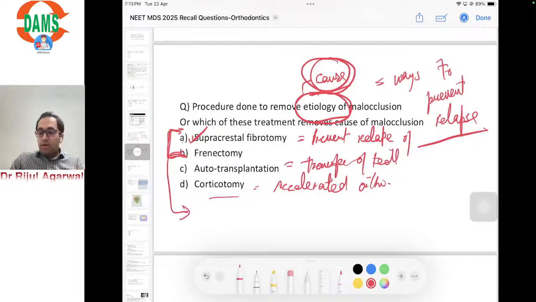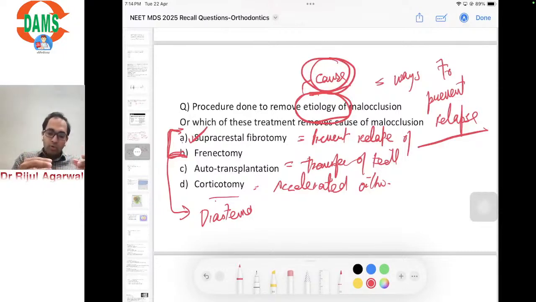Whereas with frenectomy, the presence of a high frenum is always responsible for the presence of a midline diastema. High frenum causes the midline diastema, whereas supracrestal fibrotomy is a procedure to prevent the relapse of rotation. Arrangement of fibers is never the etiology of rotation, whereas the presence of a high frenum is the etiology of midline diastema. I hope I am clear and there is no confusion between these two options. Supracrestal fibrotomy is done to prevent the relapse of rotation, whereas frenectomy is done to remove the etiology or cause of diastema.